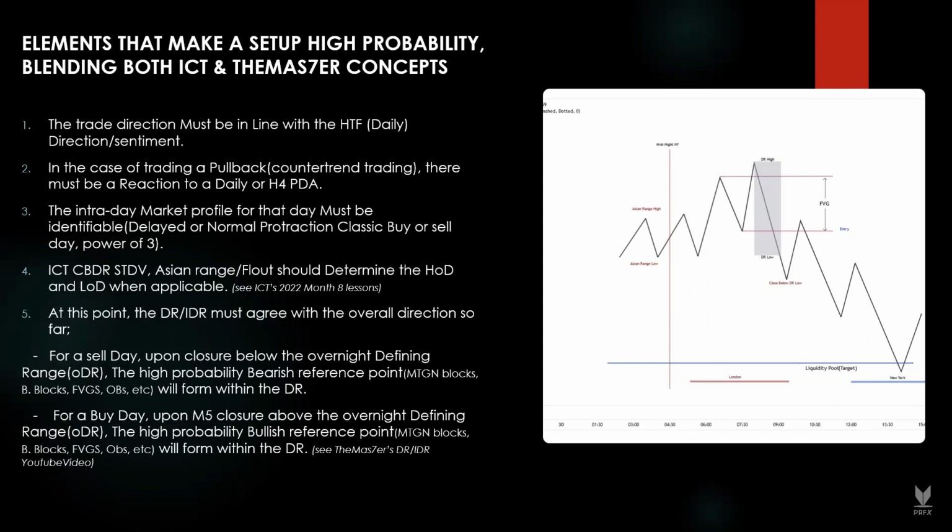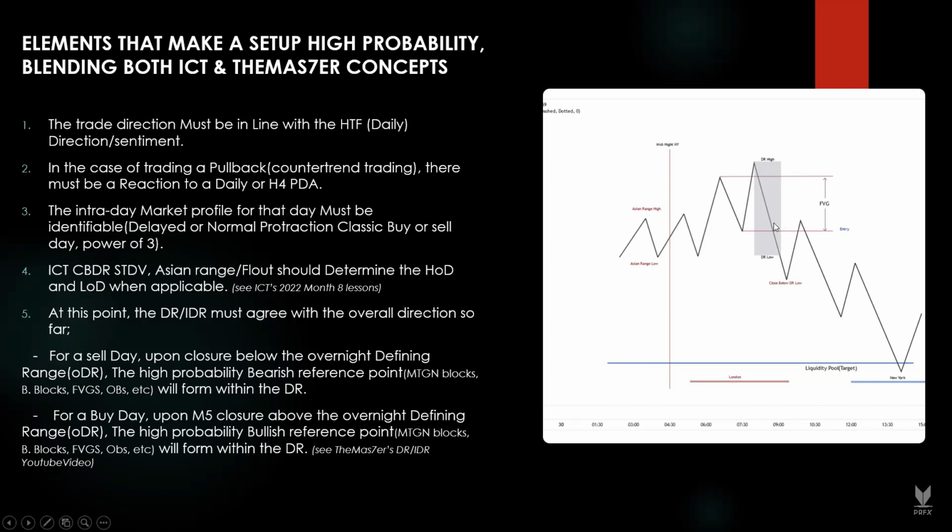Now, for a sell day, upon the closure below the overnight defining range, which is what we use, the high probability bearish reference points, be those mitigation blocks, breakup blocks, fair value gaps, order blocks, etc., will form within the defining range. As you can see here, we have the defining range. The fair value gap will form inside the defining range.